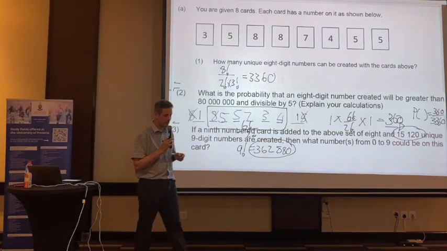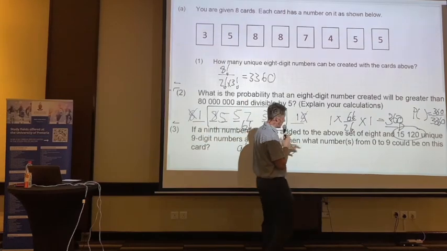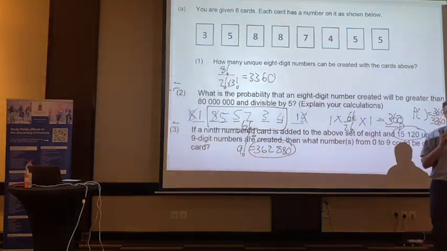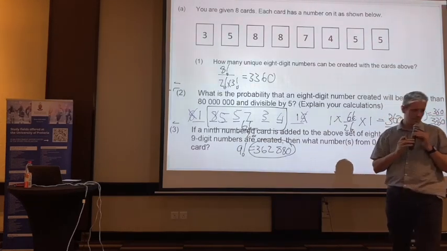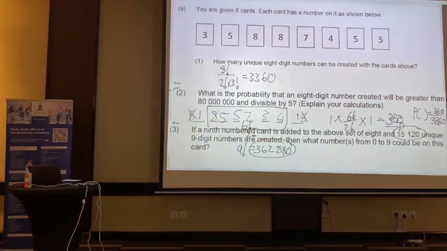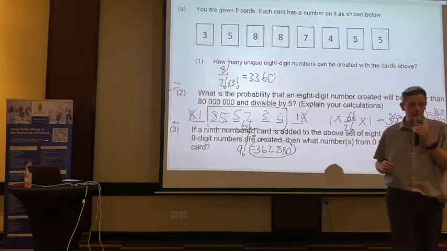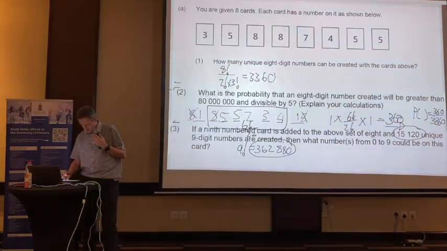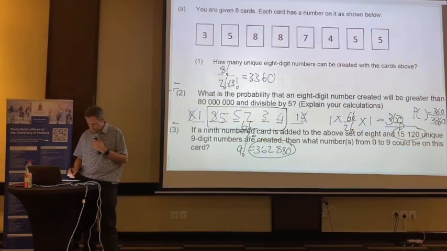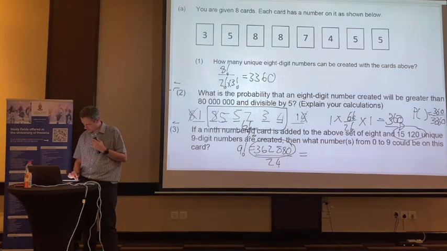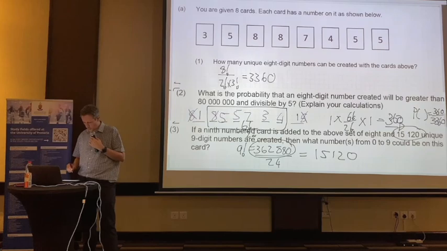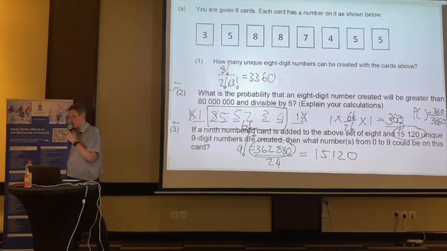Quickly divide them. This divided by that. What answer do you get? 24. So in other words, 9 factorial, so this divided by 24 must give me 15,120. Everyone's alright with that?